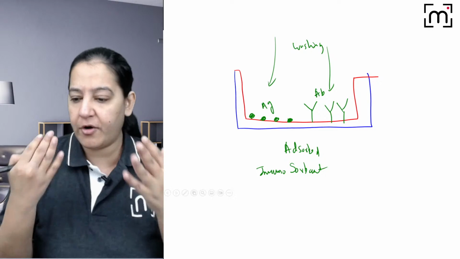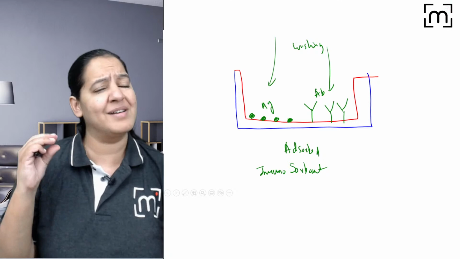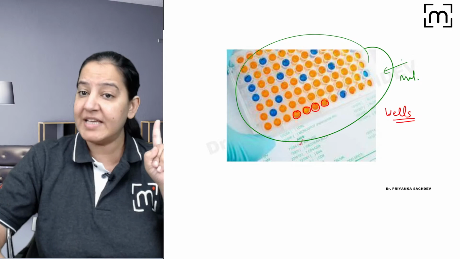I guess you got the concept. You got it? Mukul, Abdullah, Janvi, Sai, everyone, you got the concept? So if you know the basics, now understanding ELISA is like fun, believe me. So that is the meaning of immunosorbent, right? So you can see in one plate, we have multiple wells.